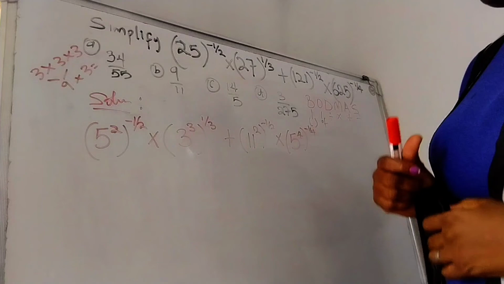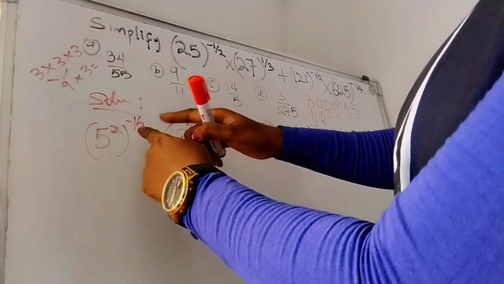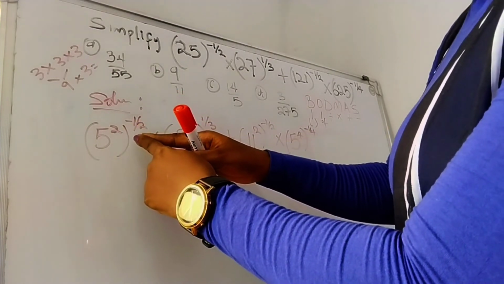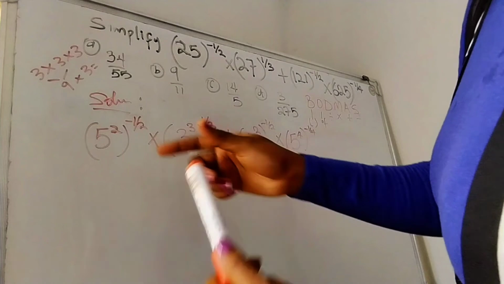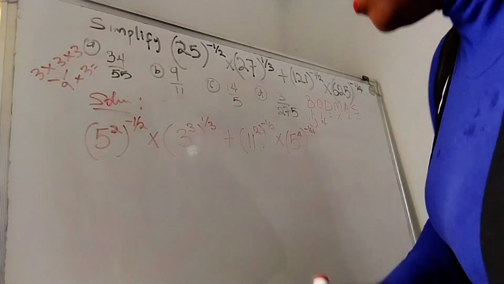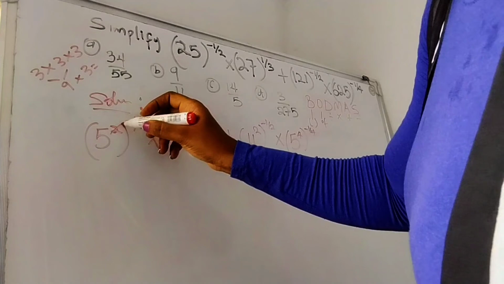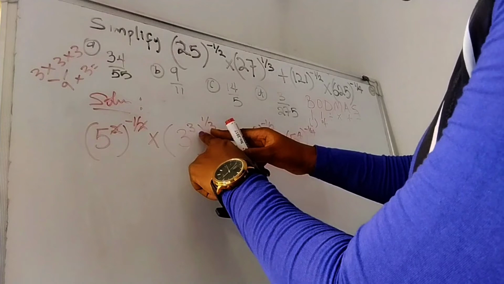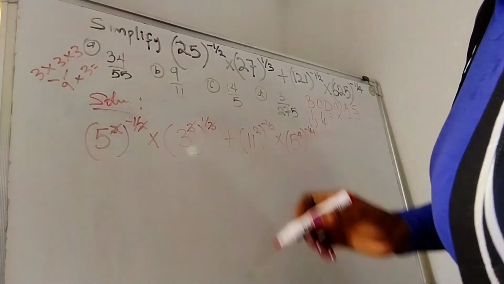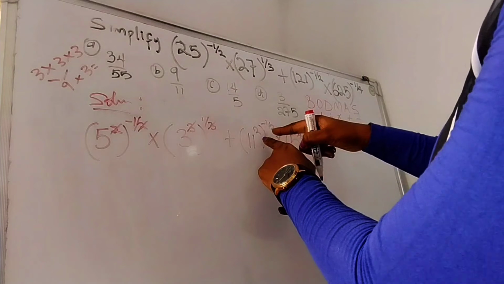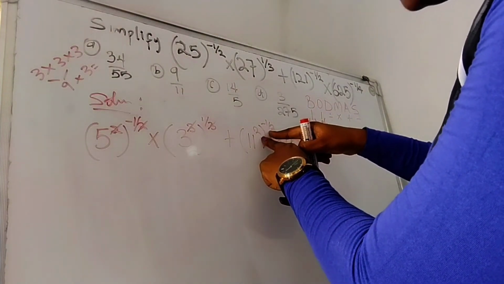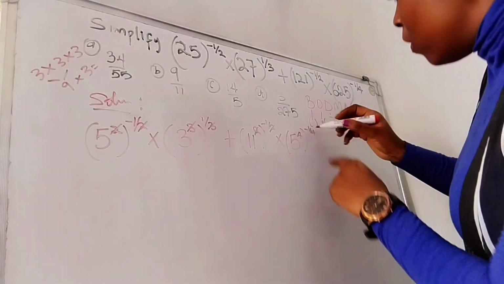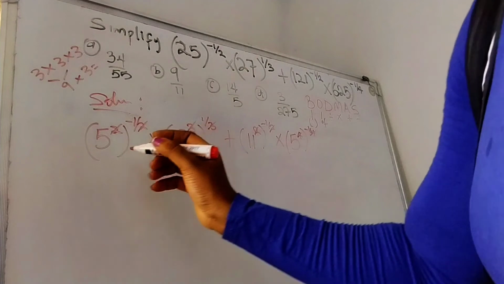Remember, the multiplication law of indices means that if you see a bracket between two exponentials, you can multiply the powers. We can multiply these two. So 2 times minus half gives us minus 1. For this other side, 3 times 1 over 3 gives us 1. For this other side, 2 times minus 1 over 2 gives us minus 1. 4 times minus 1 over 4 gives us minus 1. So our answers are popping up already.